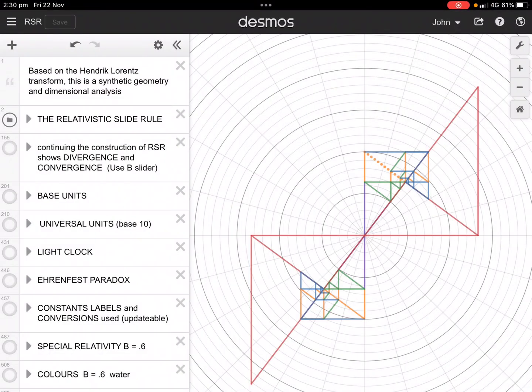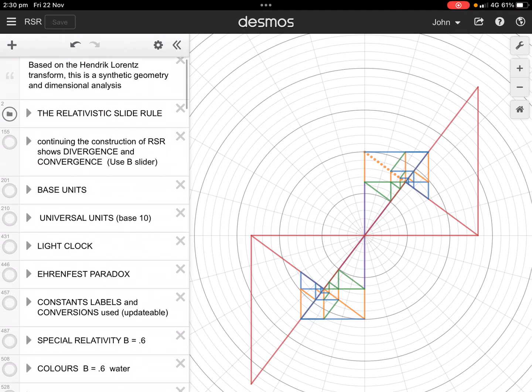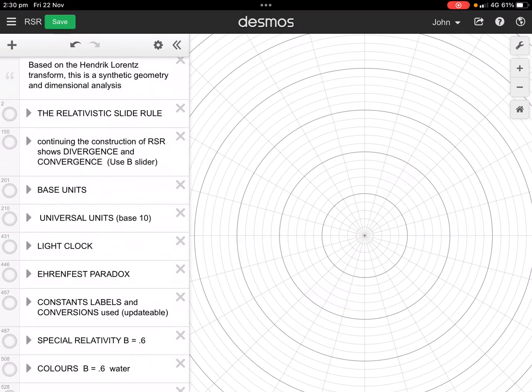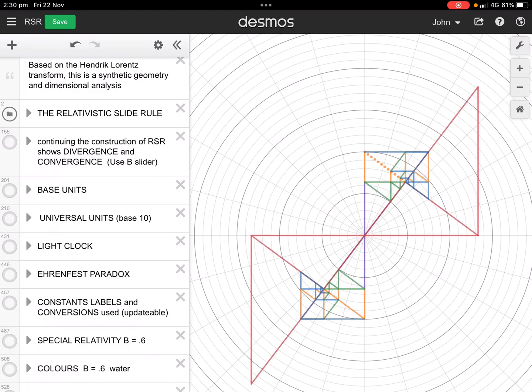Okay, so I really want to upload this latest version of the relativistic slide rule, because I've made a lot of interesting updates and interesting interpretations. So that's the new shape of it.